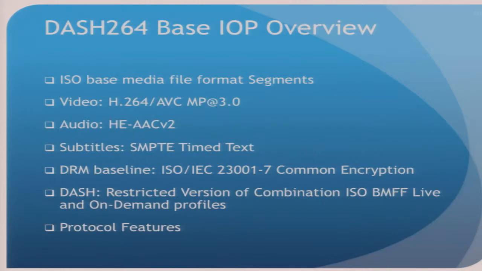So all these things, the video, audio, and subtitle bullet points, are beyond what's actually specified in the DASH spec, and they kind of go beyond it. And these are really being nailed down because we want to be able to have interoperability between these different vendors. DRM baseline, ISO IEC 23001, common encryption. It doesn't say what kind of DRM to use, it just says what kind of encryption, and then various DRM solutions should be able to work with this.